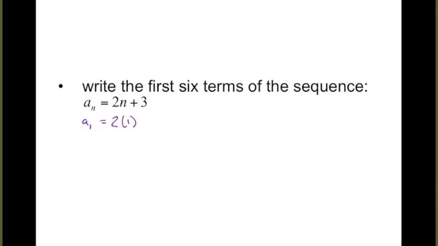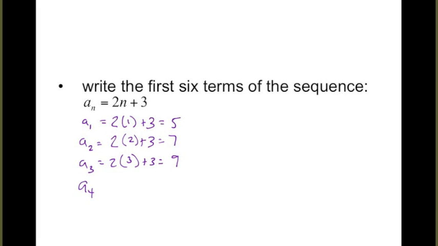So we plug in a 1, gives 2 times 1 plus 3, which is 5. Then we plug in a 2. And that gives 2 times 2 plus 3, which is 7. And then we plug in 3. 2 times 3 plus 3 is 9. And at this point, you may see a pattern, and it's okay to just continue the pattern instead of doing the arithmetic. So if we plug in 4, we expect to get 11. If we plug in 5, we would expect to get 13. And if we plug in 6, we're going to expect to get 15.